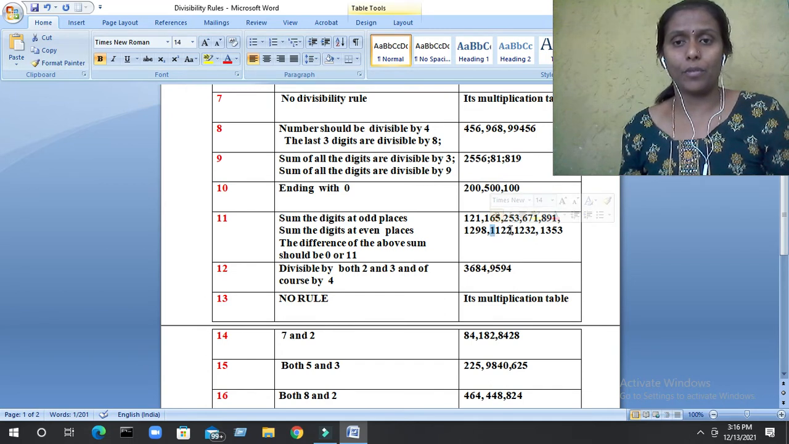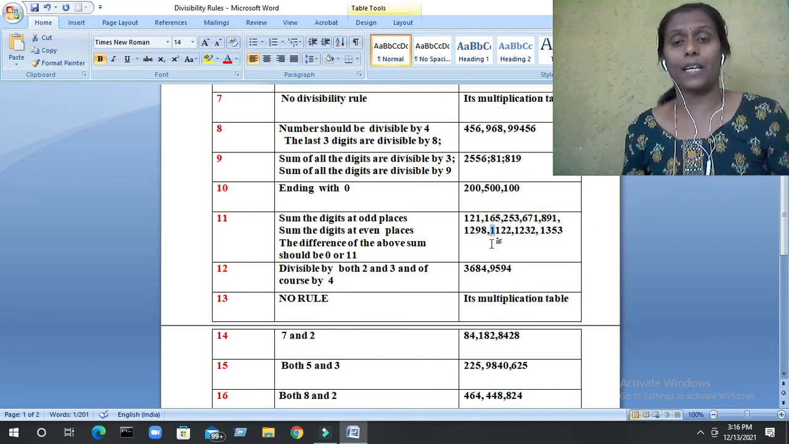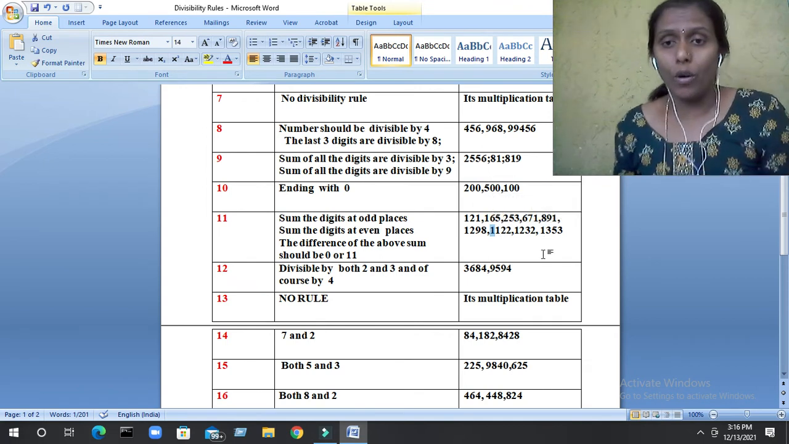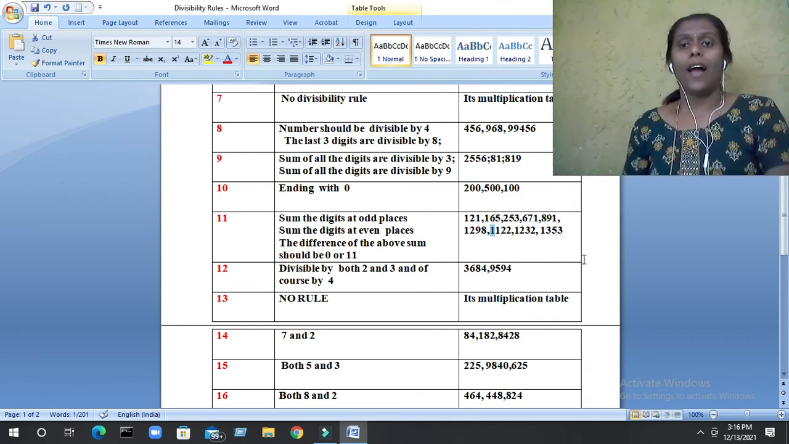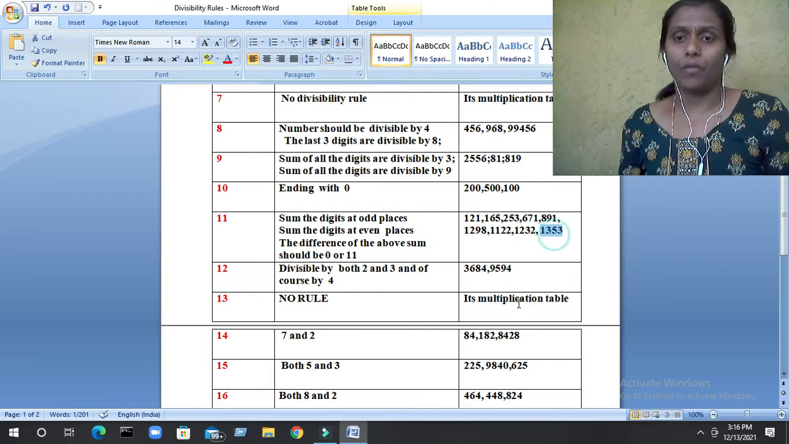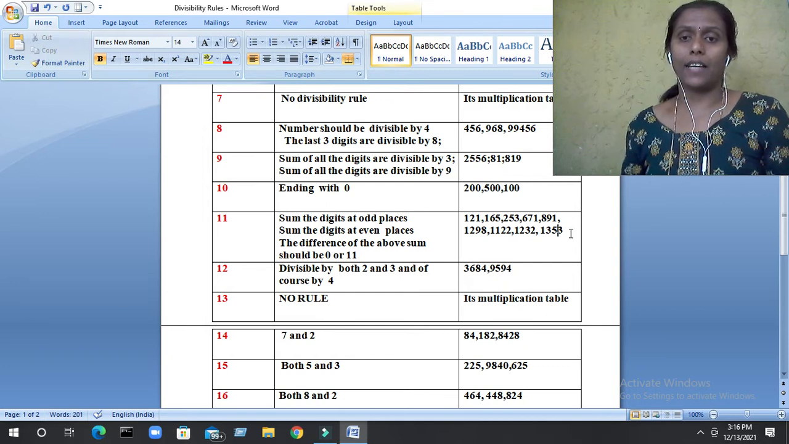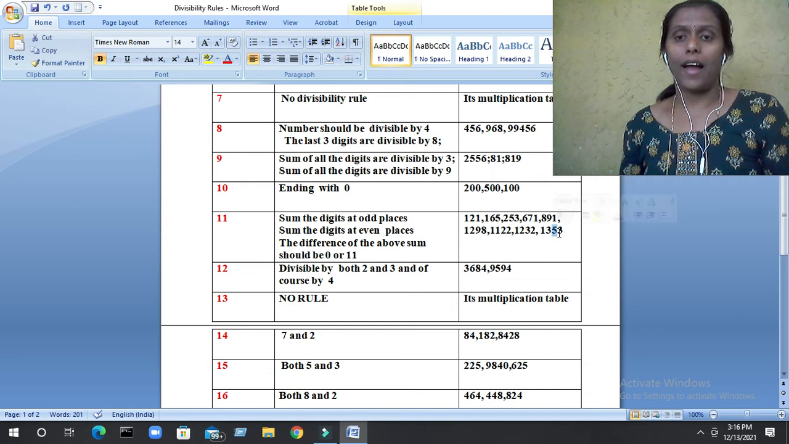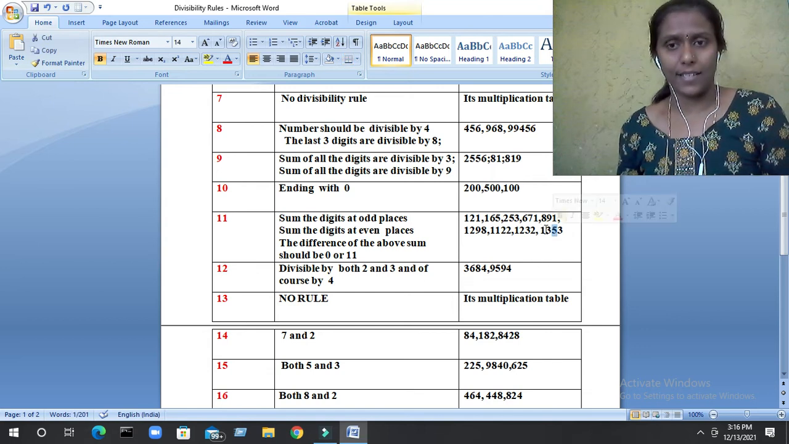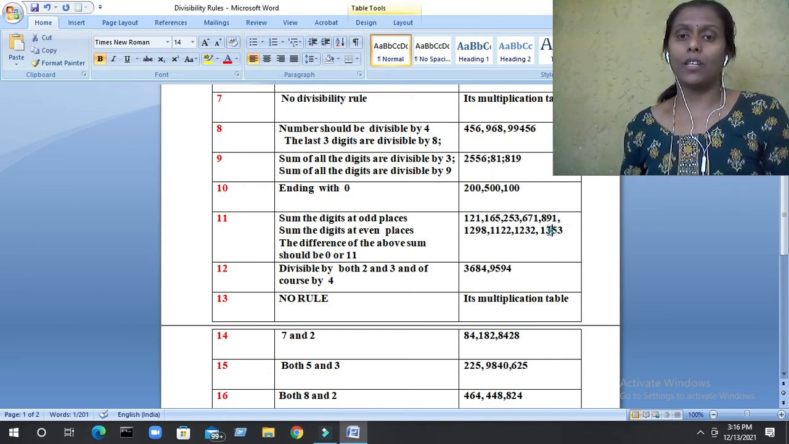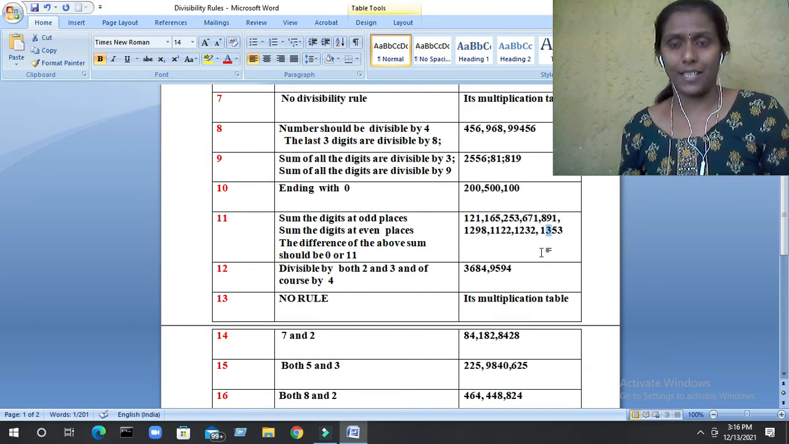Next, go for the last one, 1353. Here, adding the sum of the digits at the even places, which is 5 and 1, 6. Next, the sum of the digits at the odd places, 3 and 3, which is 6. 6 minus 6 is 0. Yes, this number is divisible by 11.